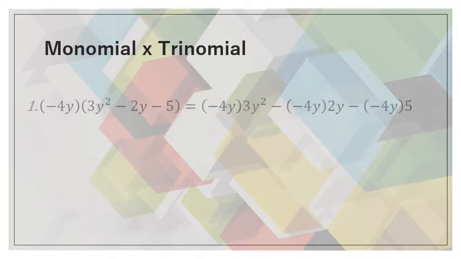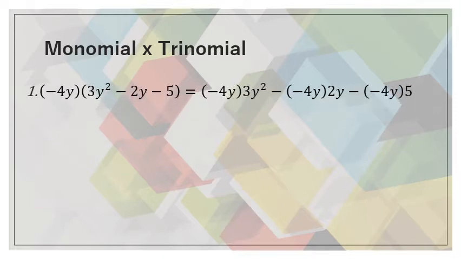When multiplying a monomial by a trinomial, we still follow the same rule. We have to distribute the monomial to each of the three terms of the trinomial. So say for example, we have negative 4y multiplied by 3y squared minus 2y minus 5. Then we have to distribute negative 4y to 3y squared, to minus 2y, and to minus 5.